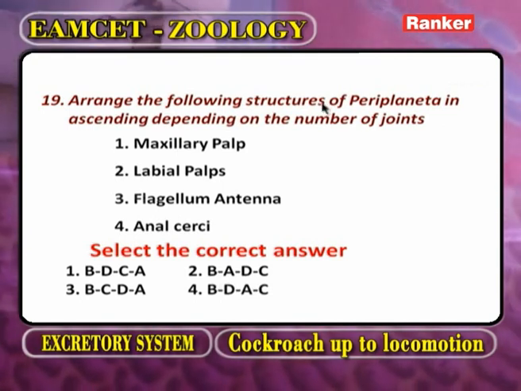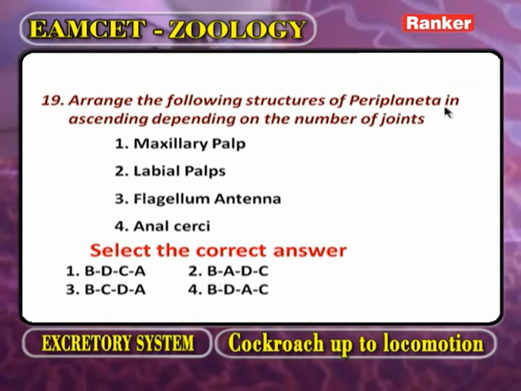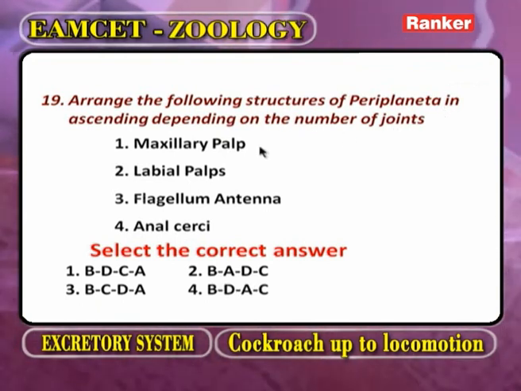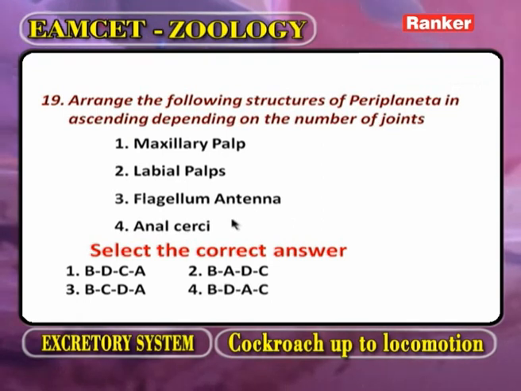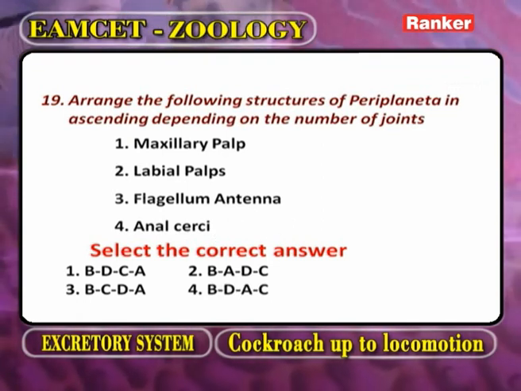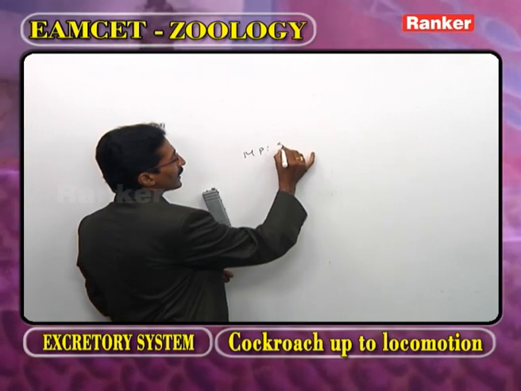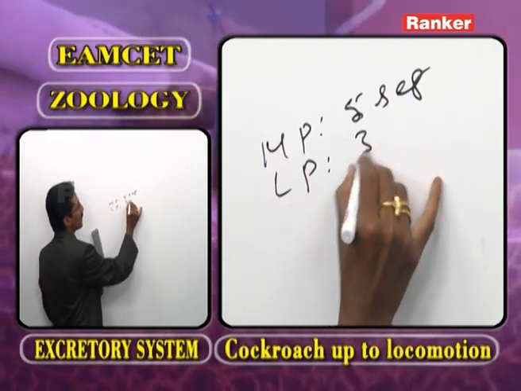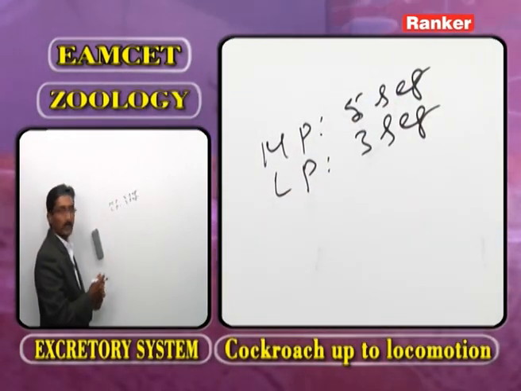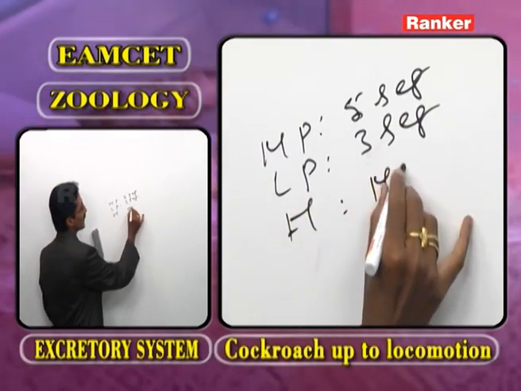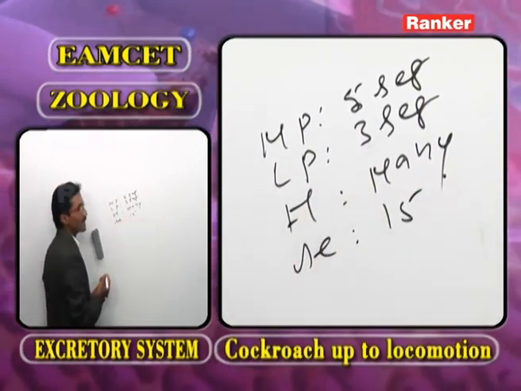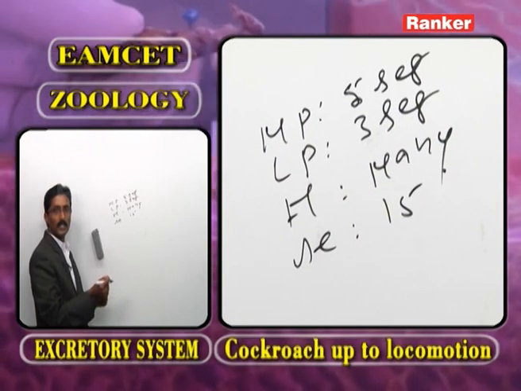Arrange the following structures of cockroach in the ascending order depending upon the number of joints. First one maxillary palp, second one labial palps, third one flagellum of antenna, fourth one anal cerci. Now what is the first one? The maxillary palp. In the maxillary palp, how many segments? 5 segments. Now labial palp, how many segments? 3 segments. Flagellum of antenna, how many segments? Many. And in each anal cercus, how many segments? 15.